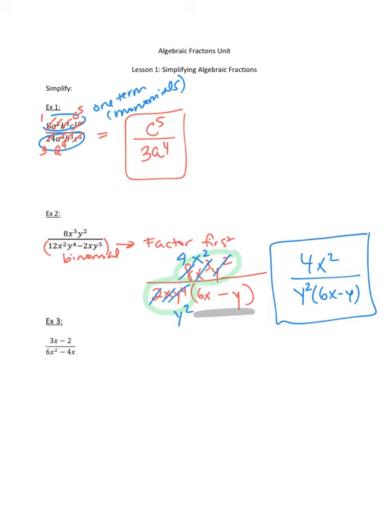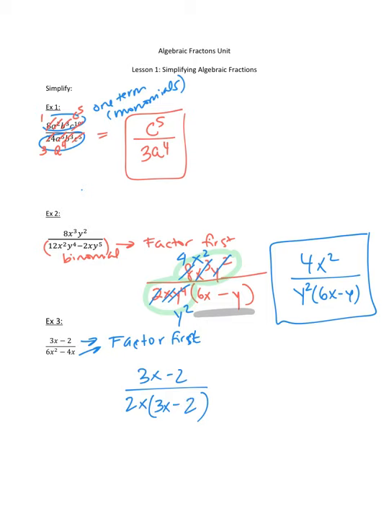Example 3. Again, if you see a binomial, factor first. So my numerator, I'm going to try to factor first. 3x minus 2 can't be factored. I'm just writing "factor first" to remind yourself. This one can't be factored, so I'm going to copy it down, 3x minus 2. My denominator, factor first, I have a GCF of 2x. So 2x times 3x and 2x times negative 2.